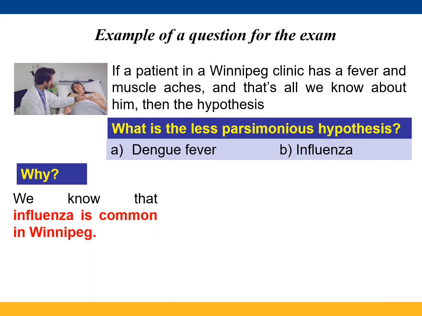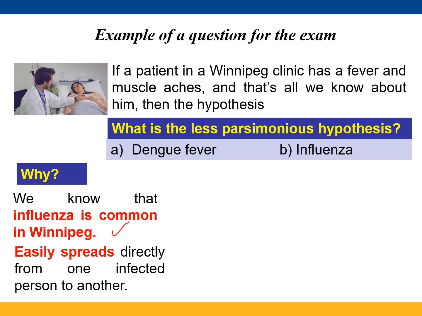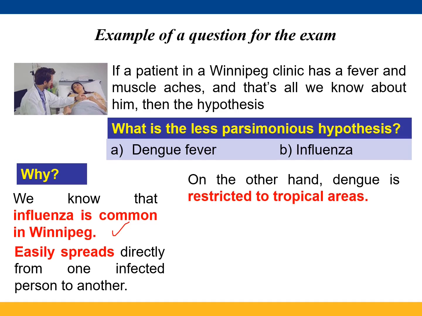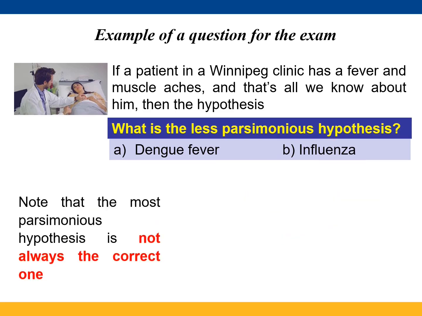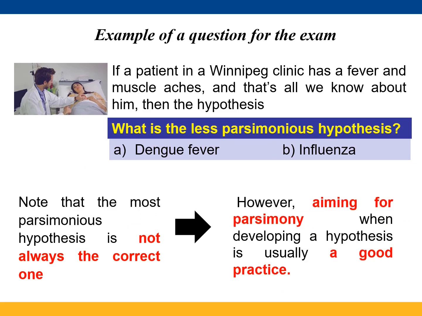So as I said, the correct one will be influenza because it easily spreads from one person to another. And dengue is only restricted to tropical areas, and the mosquito cannot survive below plus 10. So this will be the most parsimonious hypothesis. Remember that the parsimonious hypothesis is not always correct. However, aiming for parsimony when developing a hypothesis is a good practice.